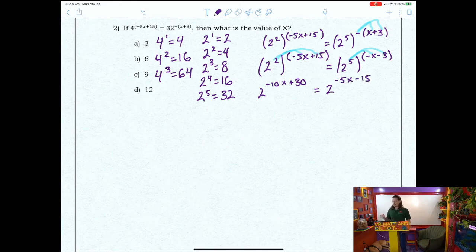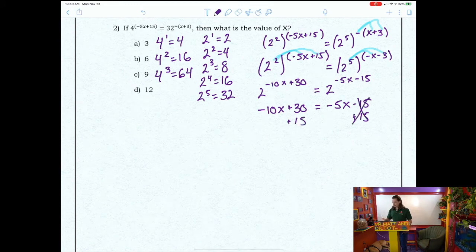Now we have common bases on opposite sides of an equal sign, so we can drop the bases and equate the exponents. So negative 10x plus 30 has to be equal to negative 5x minus 15. Adding 15 to both sides, so the 15 cancels on the right, we're going to get negative 10x plus 45 is equal to negative 5x. And let me just take this over here.